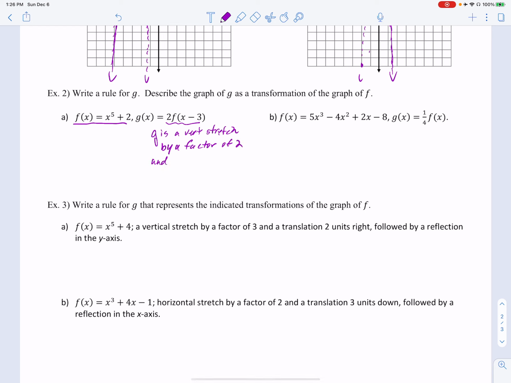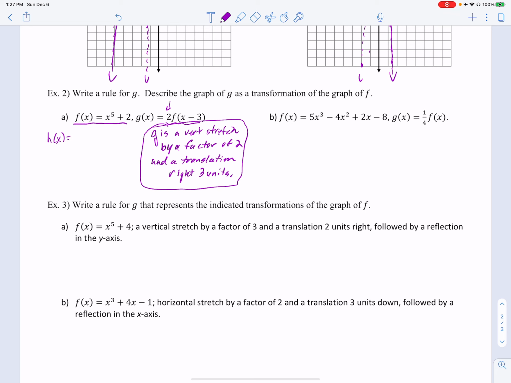And it is also, we have x minus 3 on the inside, so it's a translation right 3 units. So that is the description that you need. And then they want you to write the rule. And so you have to be careful. You need to double f, do that vertical stretch. And so that's not going to be my final answer.